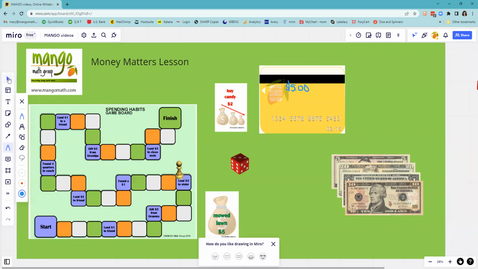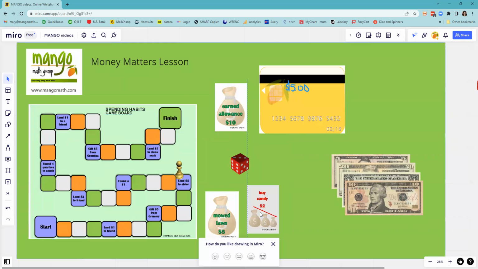And then I also am going to draw a card, and my card says, I'm buying candy for $2. So I'm also going to put that on my credit card because I don't have $2. And then it's the next player's turn.